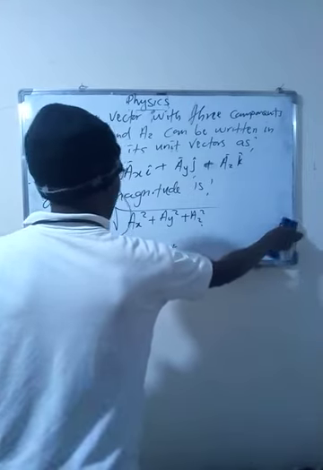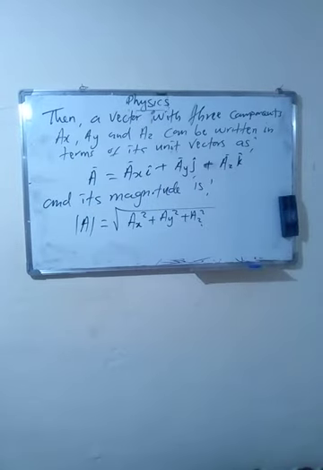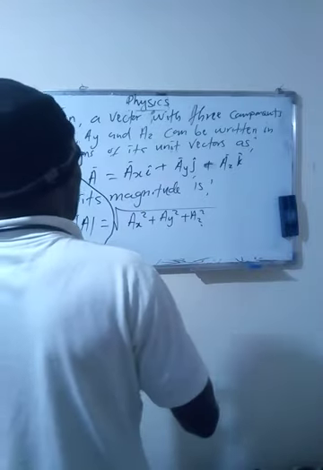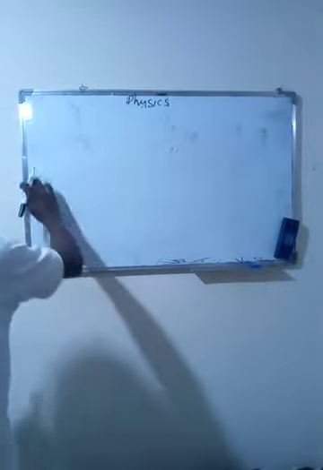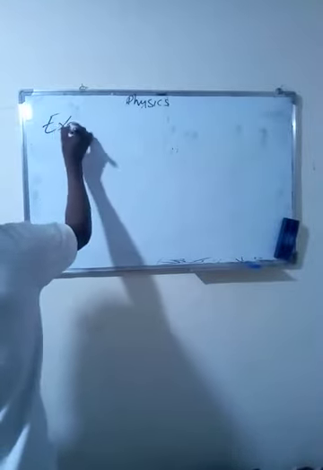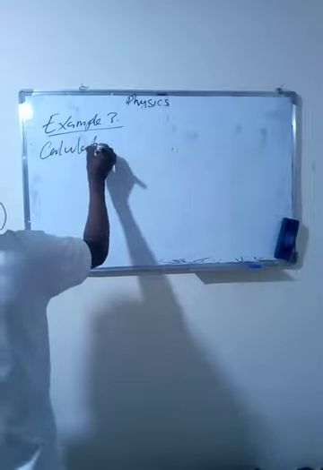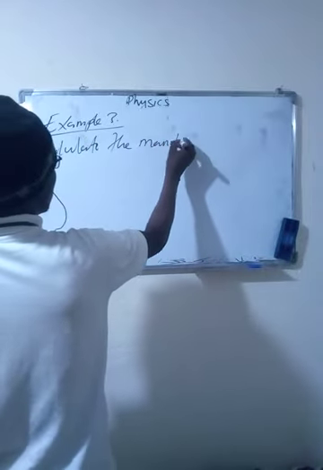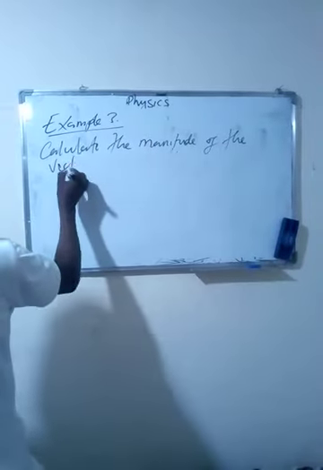So let's look at an example. Example 3: calculate the magnitude of the vector A equal to 3I minus 2j plus 7k. So we want to find the magnitude of that, right?